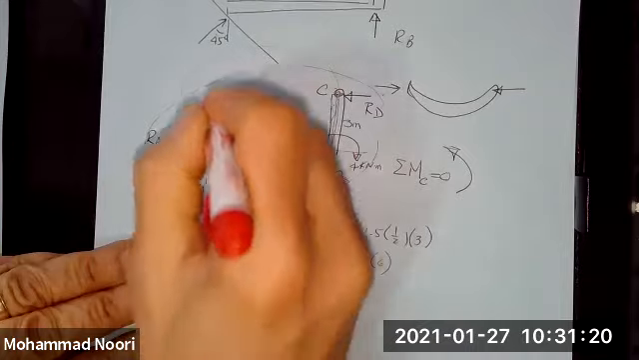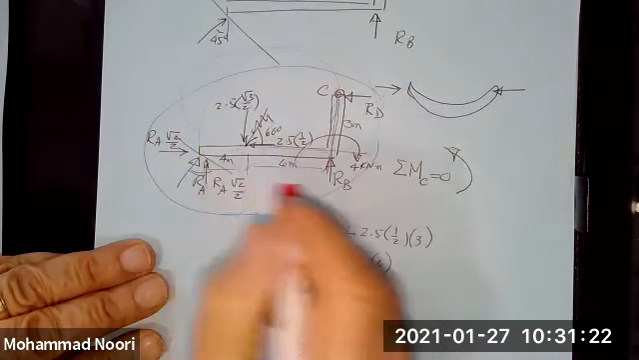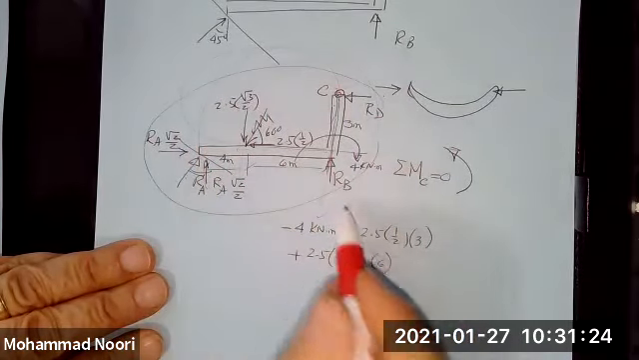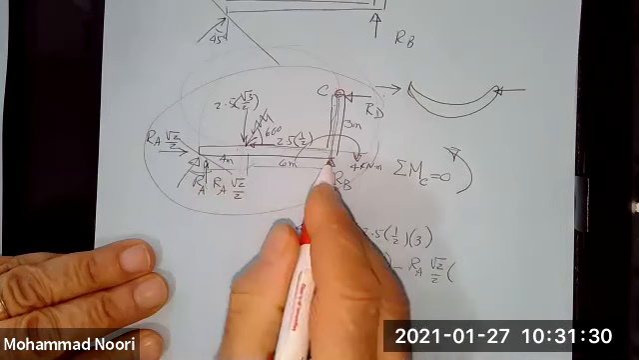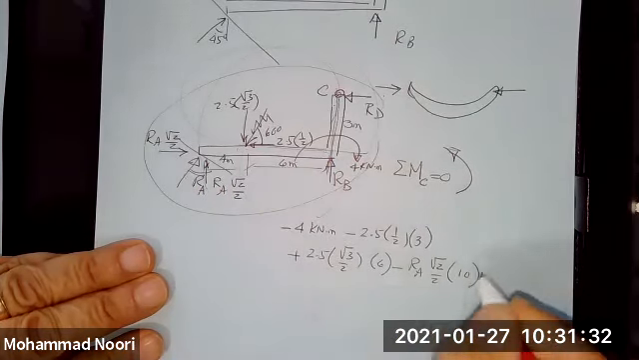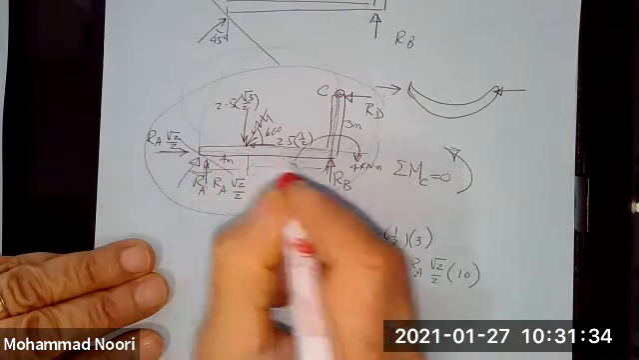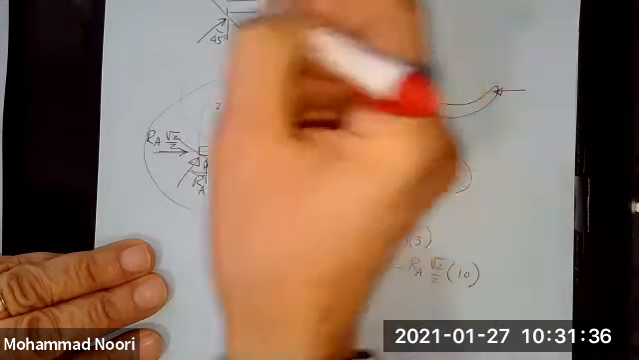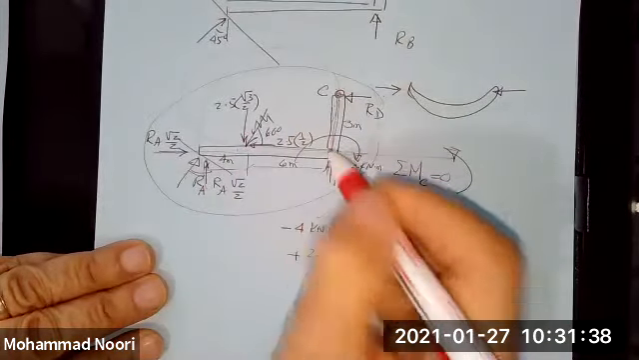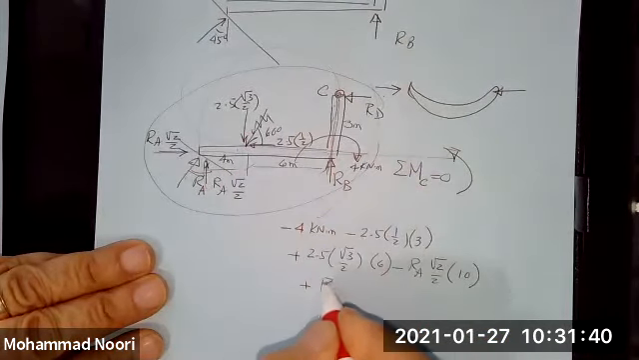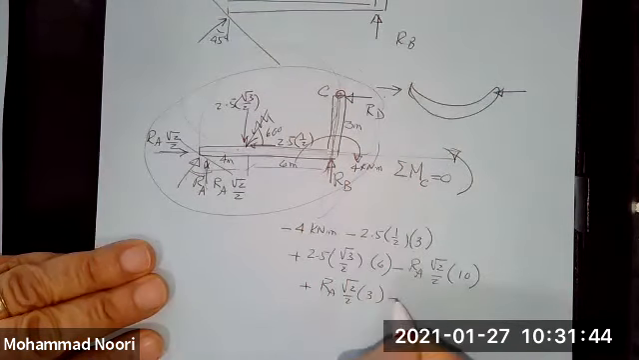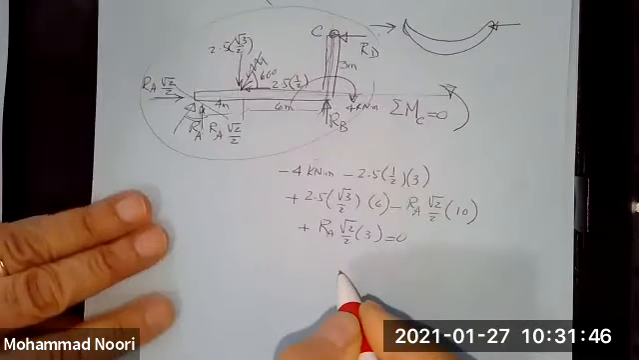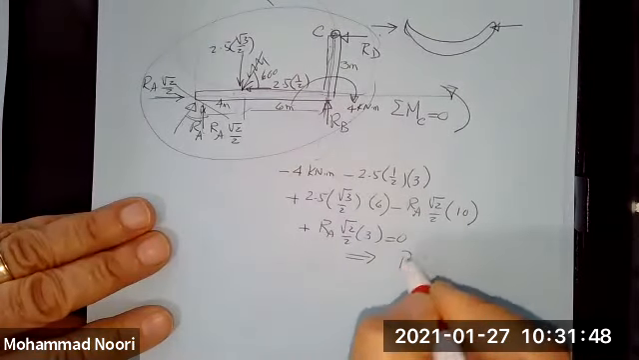Then you have the moment of this force. This is the vertical distance, and it would be negative. So you have RA square root 2 over 2 times this vertical distance, 10. Then you have the moment of this force, which goes this way. This is the vertical distance. So you have plus RA square root 2 over 2 times 3 equal to 0. So this will give you RA.